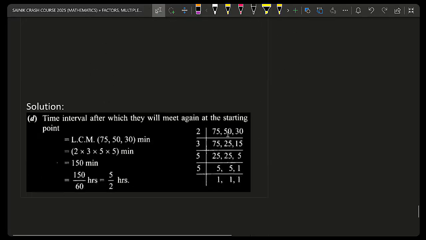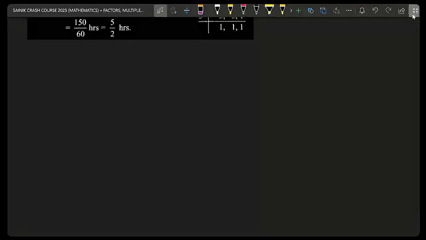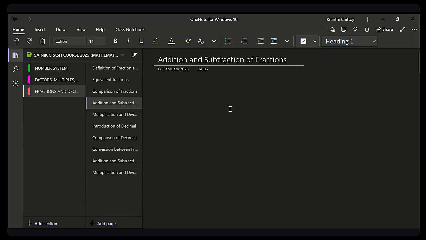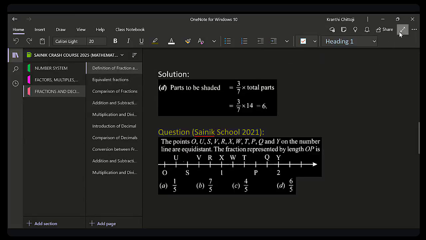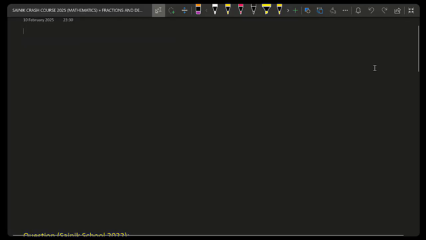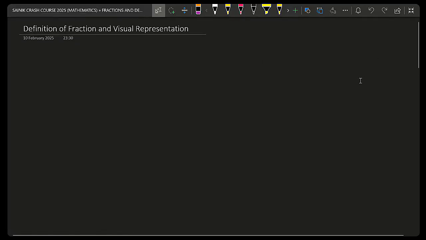Okay, so we're done with these LCM word problems. And today, a new topic we are going to start, that is fractions and decimals. Most of the students will be getting confused in conversion between fractions and decimals. Because I'm revising, you take a look at the chapter once again, and I'm going to discuss in detail. First, we're going to discuss the definition of fraction and visual representation.